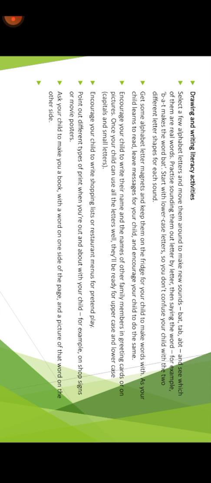So there are also drawing and writing literacy activities for the school age. Select a few alphabet letters and move them around to make new sounds, bat, tab, abt, and see which of them are real words.